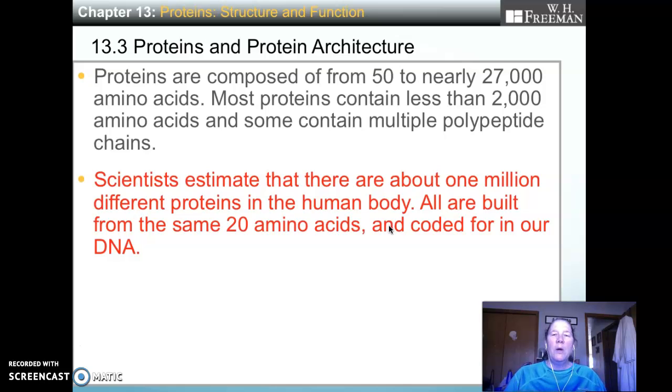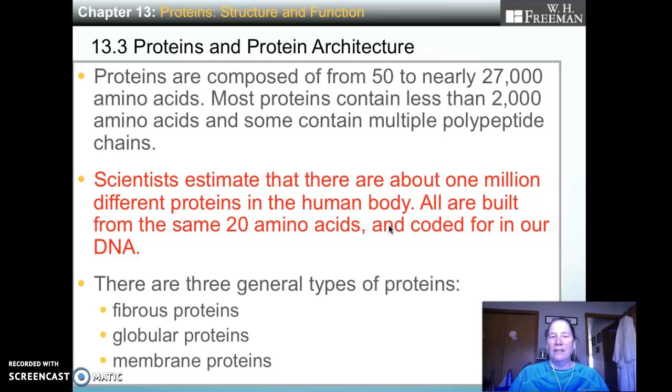Okay. But anyway, we have 1 million different proteins in our body, the information to build them all in our DNA. Okay. There are 3 general types of proteins. There's fibrous proteins, there's globular proteins, and there's membranous or membrane proteins. Okay. If you took biology, I'm sure you've seen the membrane ones, but they have different jobs, and we have, like I said, 1 million different proteins. So just think about how many different proteins that we have to make. And some of them, 27,000 amino acids. But again, the code is all in your DNA. The information is all there. You just got to put it together.